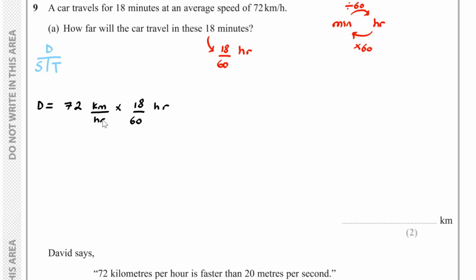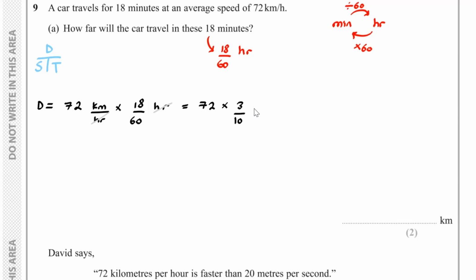And hopefully here you can see the hours essentially cancel. So 18 divided by 60, if I divide the top and bottom by 6, is 3/10. Here we have 72 times 3/10. So it turns out we've got 7.2 times 3, which is 21.6.